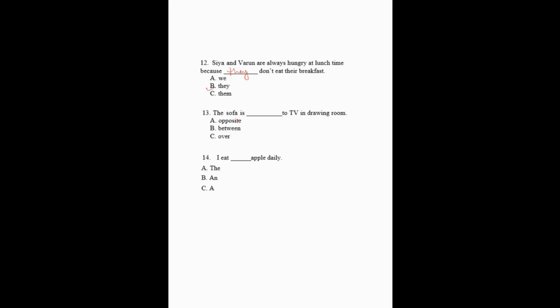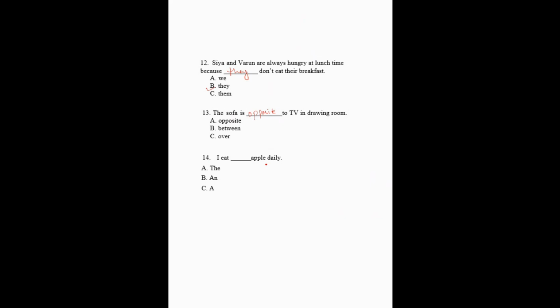13th question. The sofa is dash to the TV in the drawing room. It would be opposite, between, and over. It would be opposite. The sofa is opposite to the TV in the drawing room. It cannot be in between then because you would be sitting on the sofa and watching the TV. It should be in the opposite direction, right?